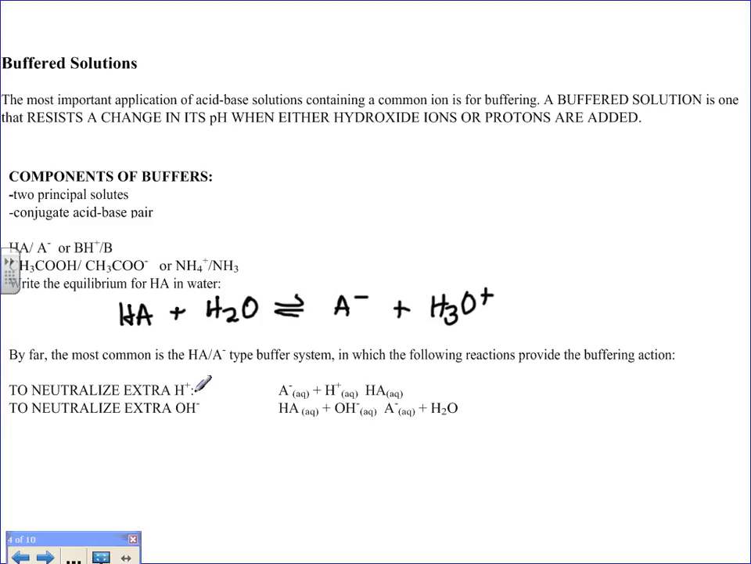So if I add additional H plus ions, the base in the pair, the A minus, will be able to react to produce HA. If I add hydroxide ions to the solution, the acid in the pair, in this case the HA, will be able to consume those hydroxide ions and put A minus and H2O into the solution.